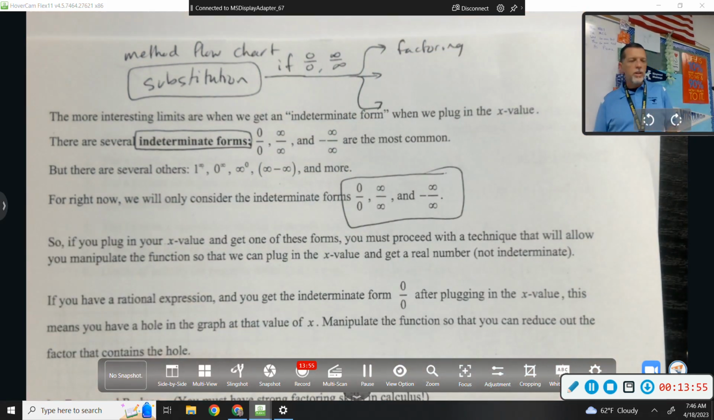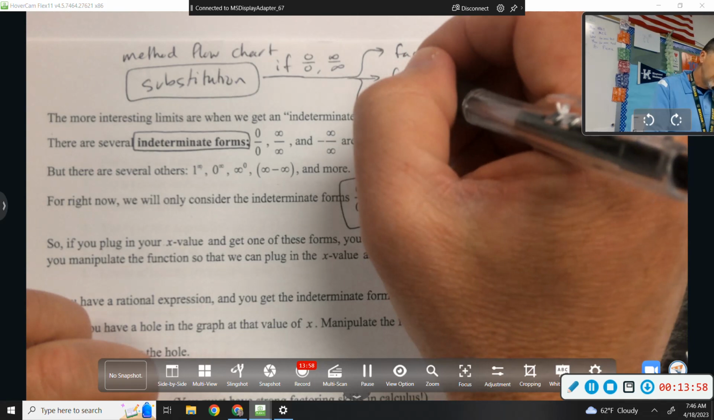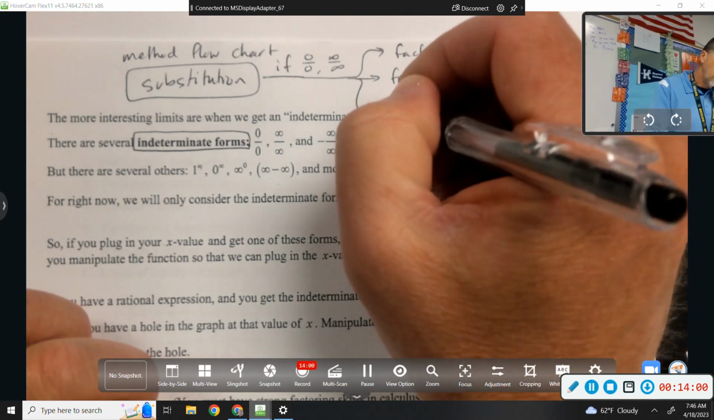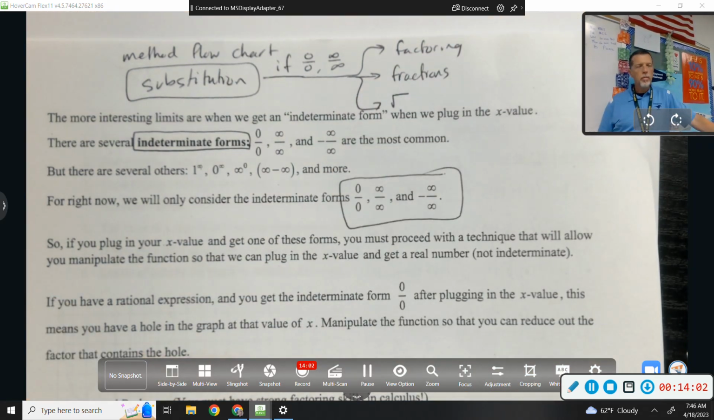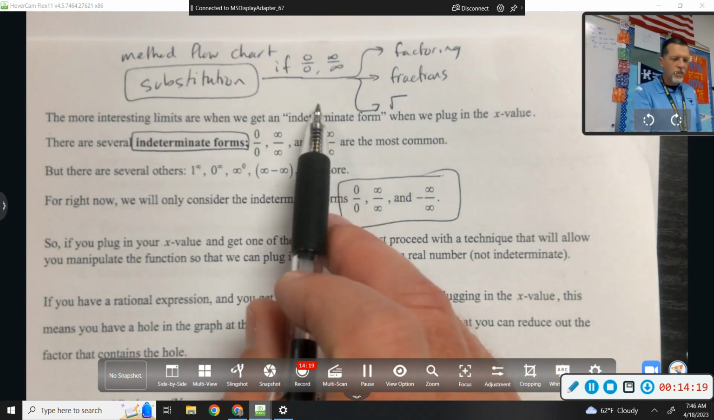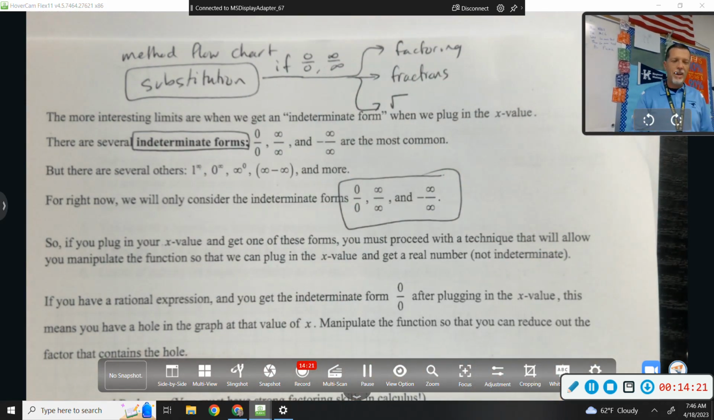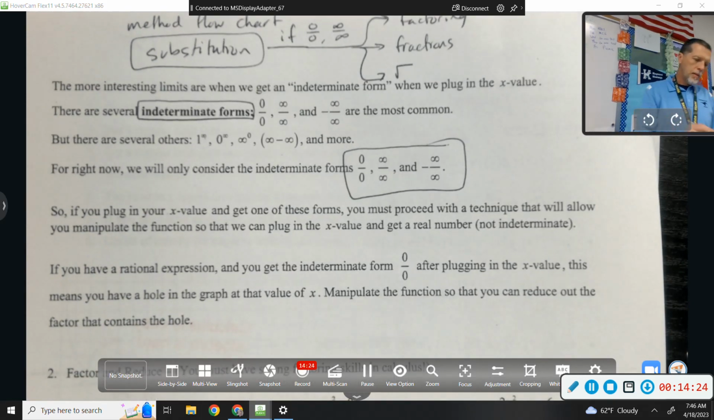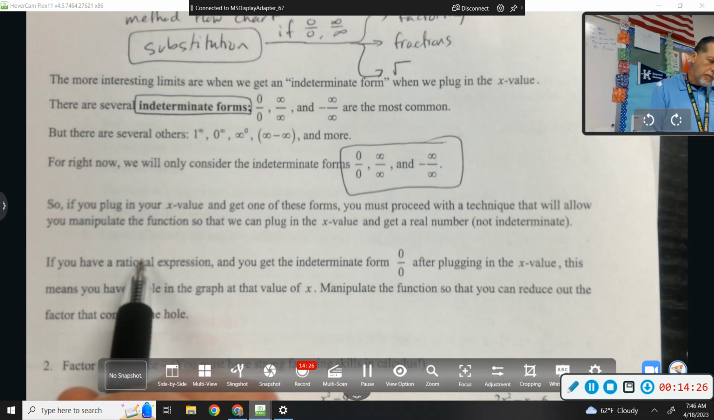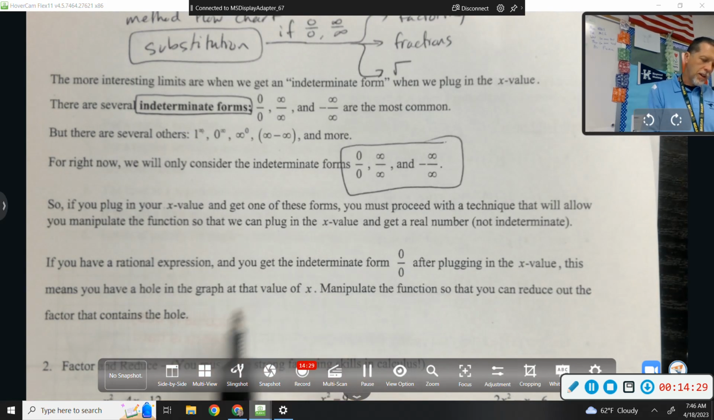Factoring, that's the one we'll do today. Some crazy fractions tomorrow, and some square roots tomorrow. And you'll pretty much know by looking right away which method to use, because there'll either be lots of fractions in the problem, or there'll be square roots in the problem, or you'll look at it and you'll be like, yeah, I can probably factor that. So once you get 0 over 0, picking the next method is really not that hard. I think I just summarized the next couple lines here.